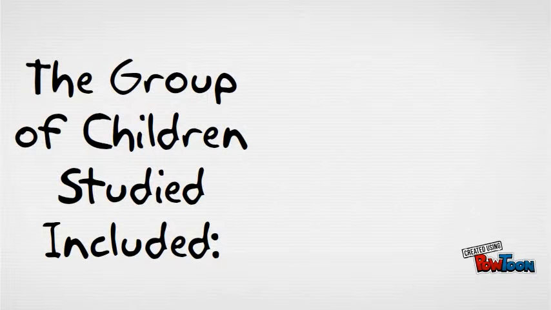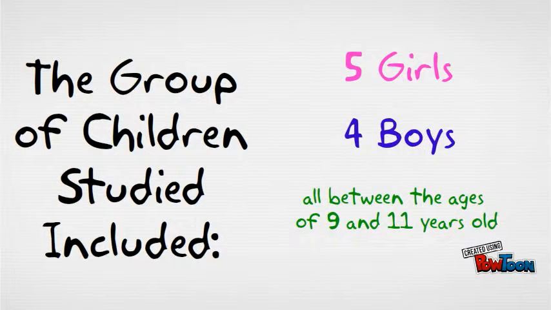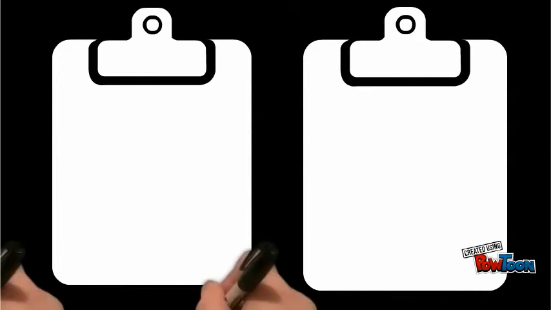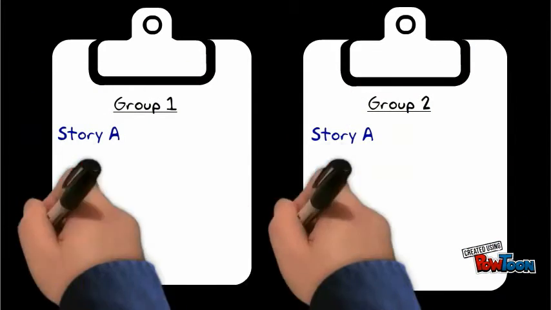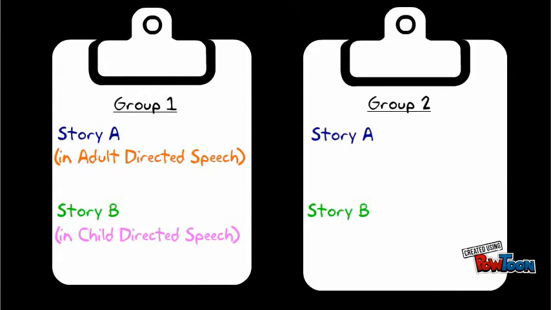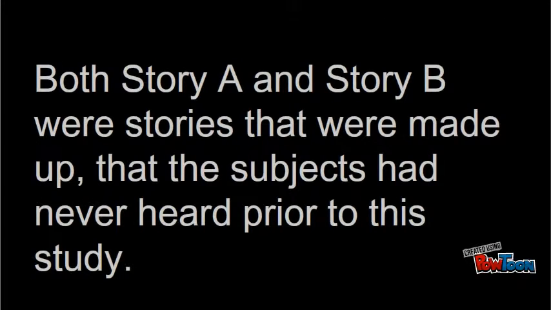The group of children studied included 5 girls and 4 boys, who were all between the ages of 9 and 11 years old. The subjects were randomly divided into 2 groups, Group 1 and Group 2, who were each read Story A and Story B in child-directed speech and adult-directed speech accordingly. Both Story A and Story B were stories that were made up, that the subjects had never heard prior to this study, and were written by me.